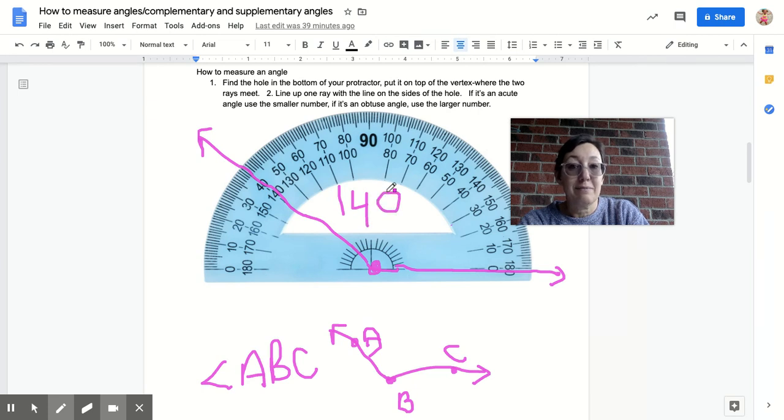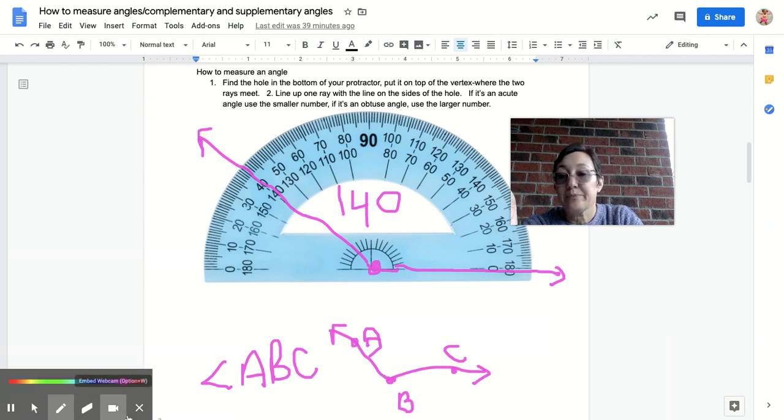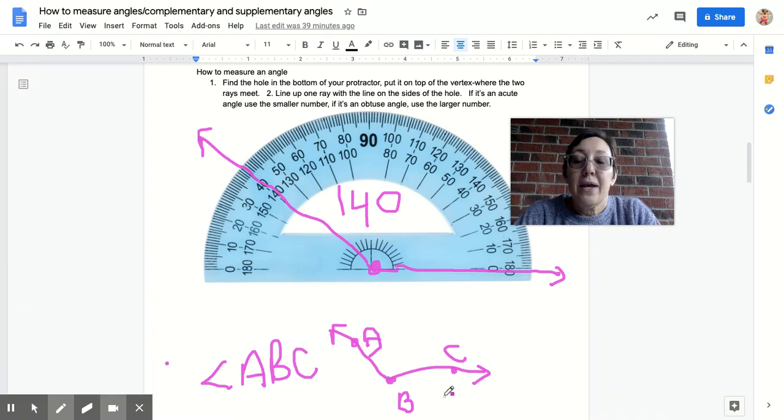Got it? Make sense? I think it makes a lot of sense, but we'll see. All right, so now I wanted to move this down. I might have to stop my video so I can get to the rest of my stuff. That's how you measure an angle. It's pretty easy, not too terribly hard.